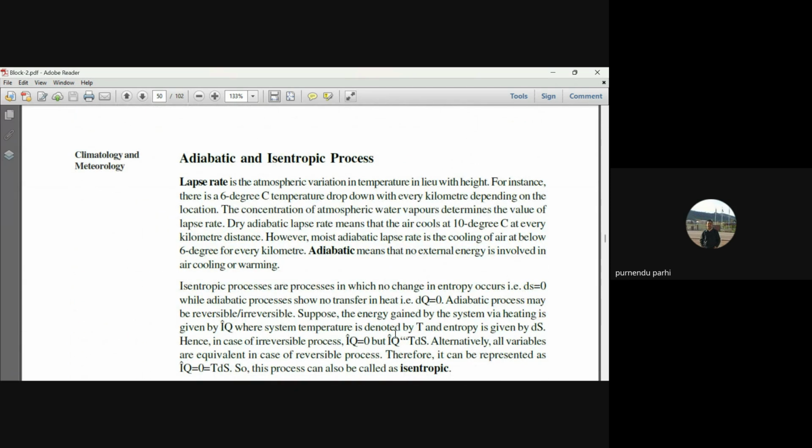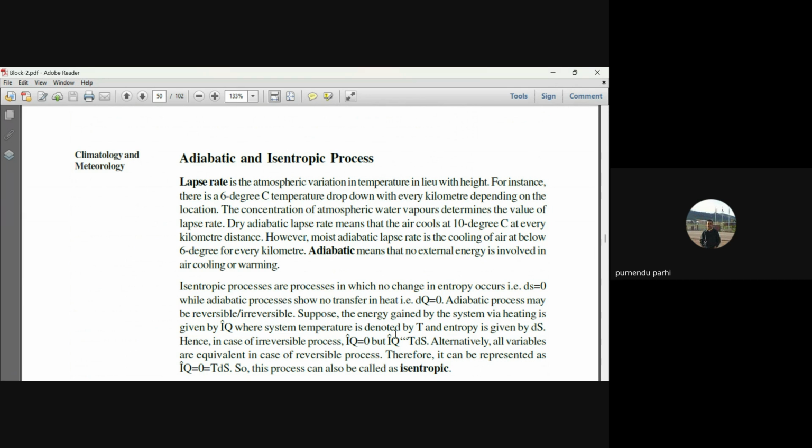Then adiabatic and isotropic process. Lapse rate is the atmospheric variation in temperature with height. For instance, there is a 6 degree centigrade temperature drop with every kilometer, depending on the location. The concentration of atmospheric water vapor determines the value of the lapse rate.